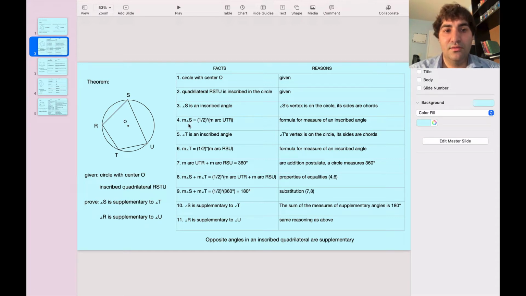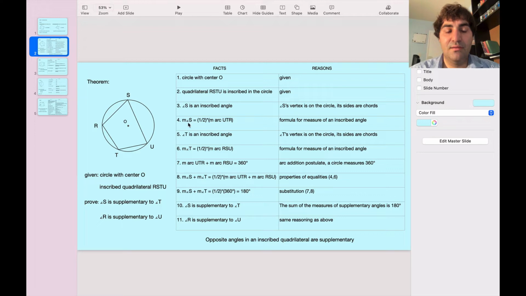We can use the formula for measure of an inscribed angle to get measure of angle S equals 1/2 times measure of arc UTR. Angle T is also an inscribed angle. Its vertex is on the circle and its sides are chords. Measure of angle T equals 1/2 times the measure of arc RSU. Now, if we add the measure of arc UTR and the measure of arc RSU, we should get 360 degrees, right? Because it's going to be a full rotation of the circle.